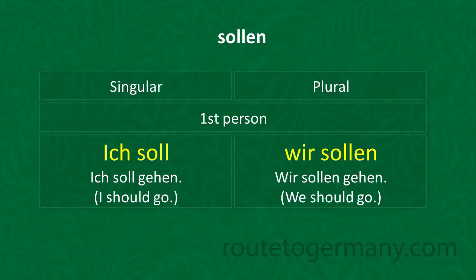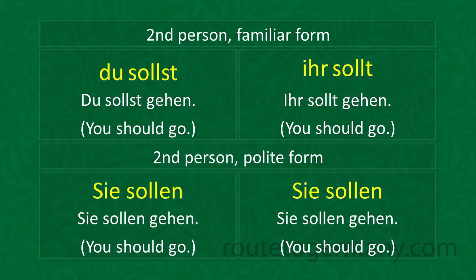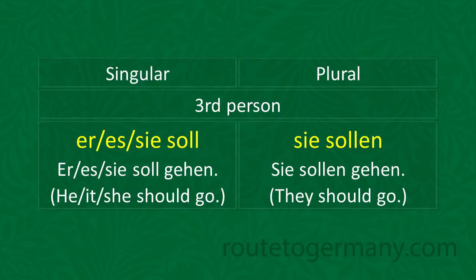The conjugation of sollen is: Ich soll. Wir sollen. Du sollst. Ihr sollt. Sie sollen. Er, es, sie soll. Sie sollen.